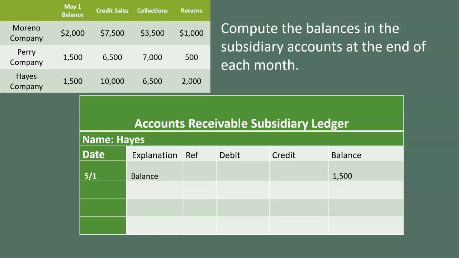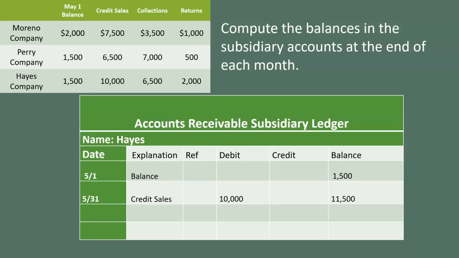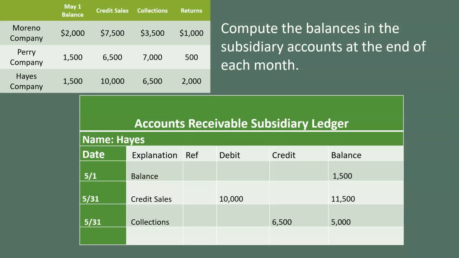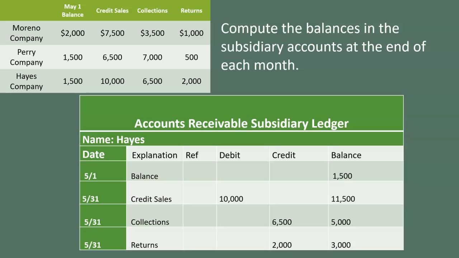And then our final subsidiary here, we have Hayes. Hayes Company also started off with $1,500, but we made $10,000 in sales to them. So we debit the $10,000, and we see that that will increase the balance up to $11,500. We credit the amount that we collected from them. So that's our $6,500. And then we credit the amount that they returned. So at the end of the month here, Hayes Company still owes us $3,000.